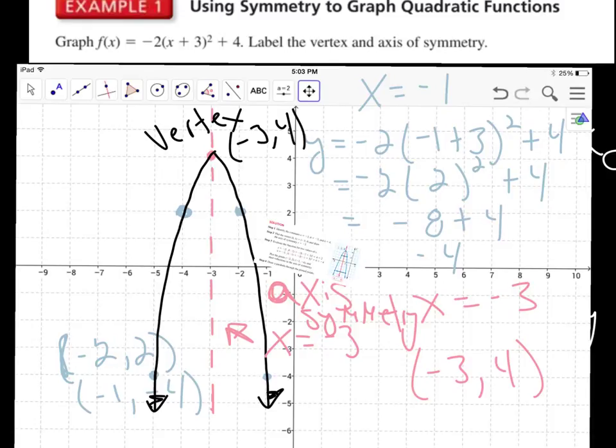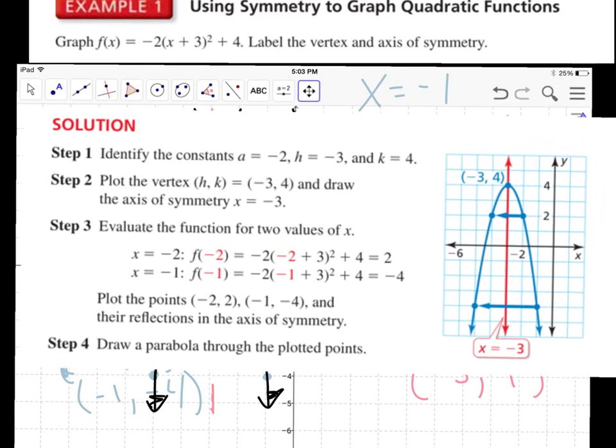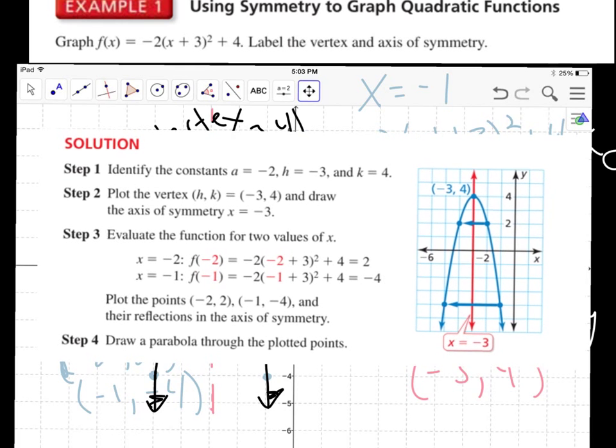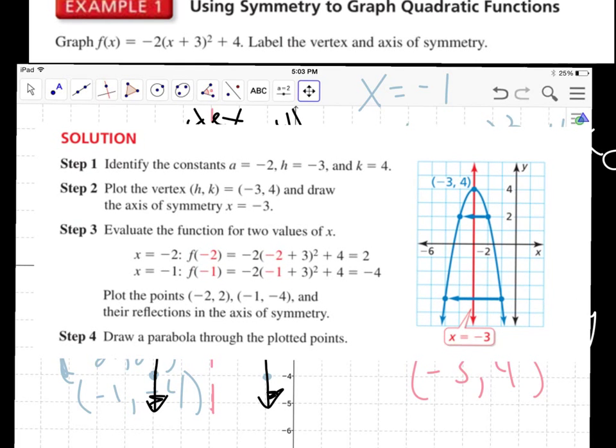Since I know it's tough to read my stylus, and I'm not sure how you guys see it, I took a copy of the book right here. It gives you step-by-step directions for it. So if you like that better, you might want to put that in your notebook. It gives you step 1, step 2, step 3, and step 4. It breaks it down, basically just what I did. So you can use that as well.